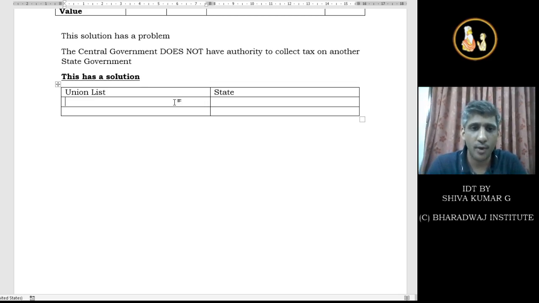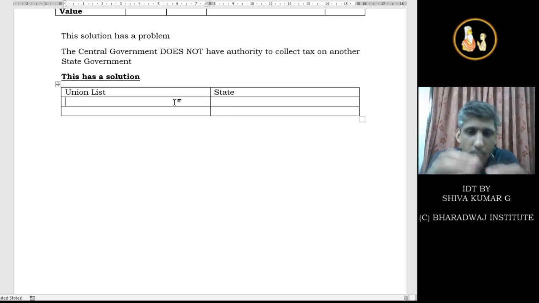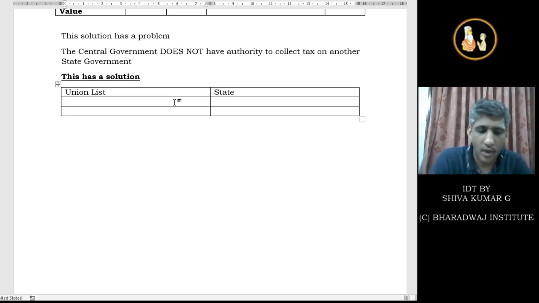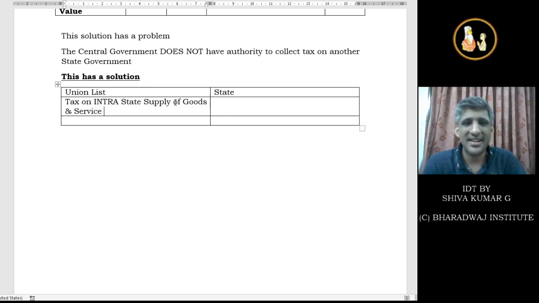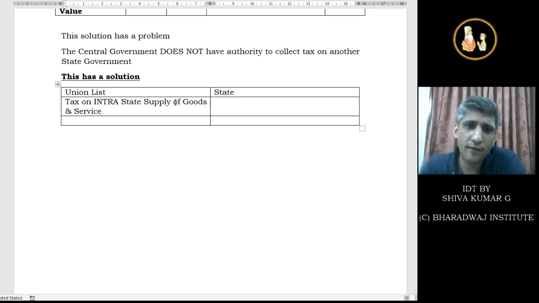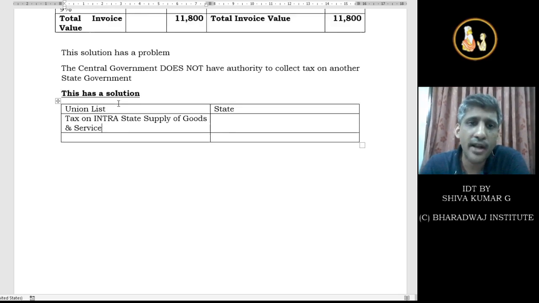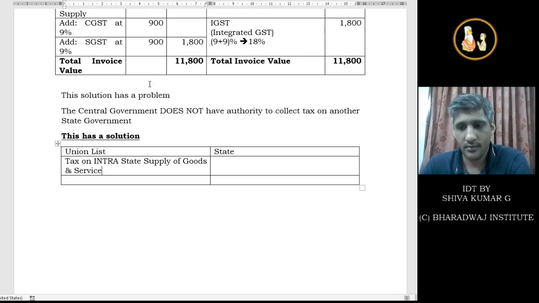Now what am I going to put? Now I need to give power to both the central and the state. I am giving the power to tax intrastate supply of goods and services. Intrastate supply, that is CGST.